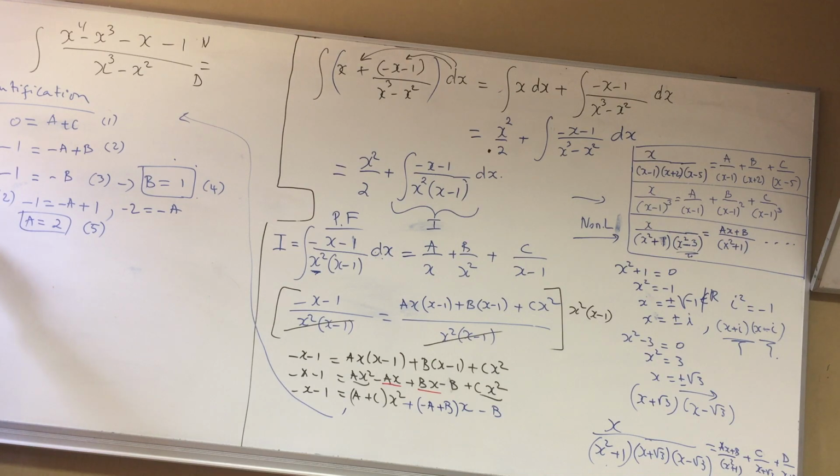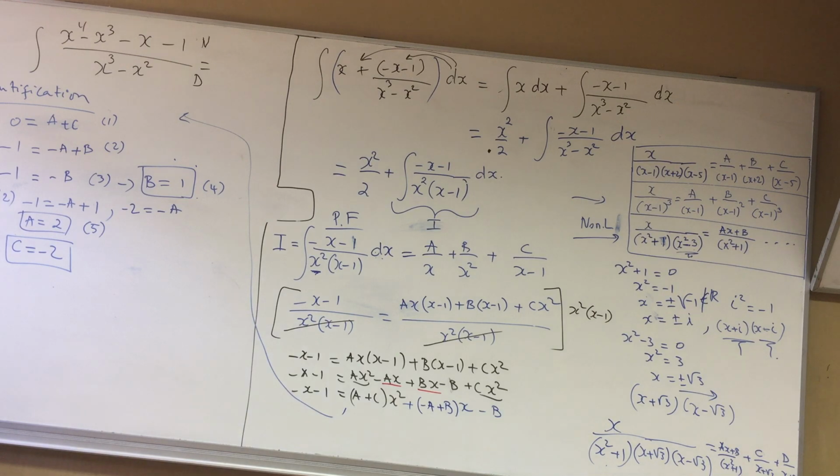And then you take 5 in 1. So it's a plus c equal to 0. And you know a equal to 2, so c will be equal to minus 2. Alright?